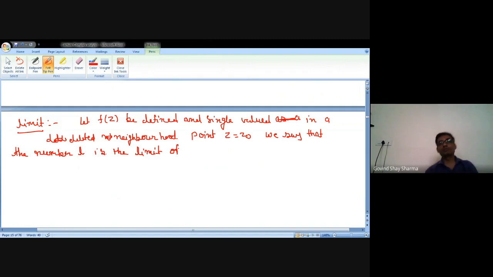Let f(z) be defined. f(z) is a function which is defined and single valued in a related neighborhood. Related neighborhood means if you make a neighborhood of z0, the open interval z0 minus delta and z0 plus delta, and z0 is not a part of this interval, we remove it from this interval. Then we can say this is a related neighborhood.